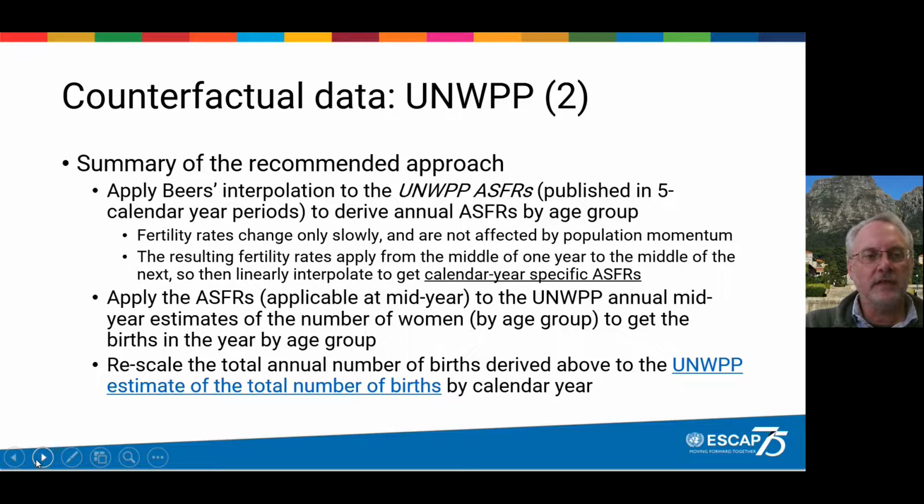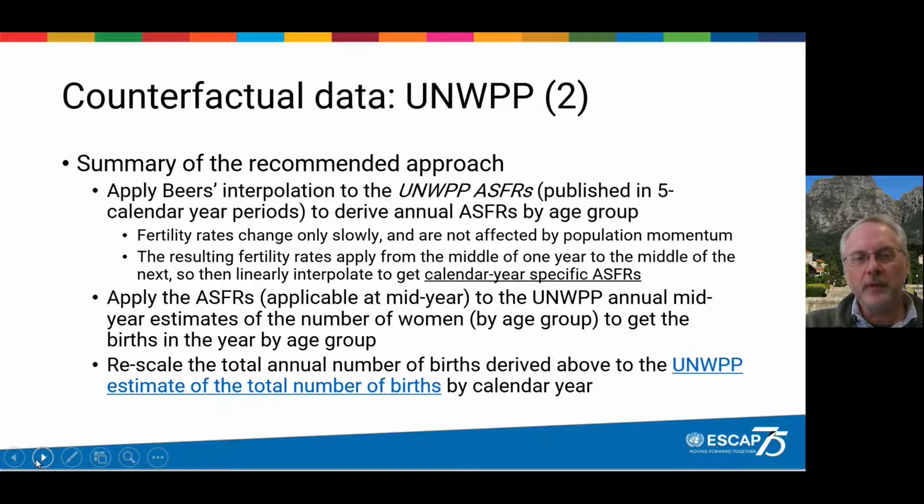We will then take those calendar year specific, age specific fertility rates, which on average can be regarded to be applicable at the middle of every calendar year, to the UNWPP annual mid-year estimates of the number of women by age group. And if we multiply those two quantities together, we'll get the number of births in that year by age group.